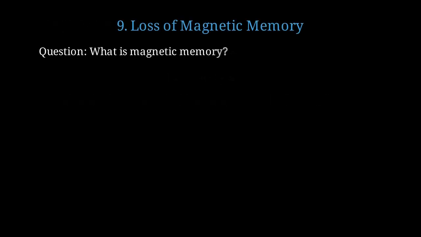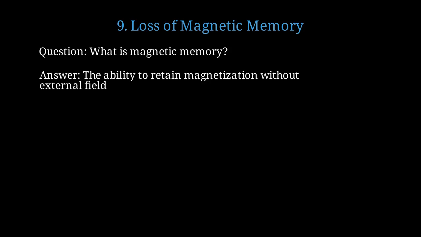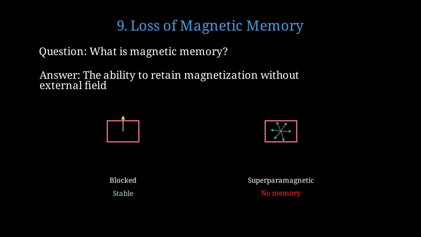Now we can understand what it means for a magnet to lose its memory. What do we mean when we say a magnet has memory? Magnetic memory is the ability to retain a particular magnetization direction even after an external magnetic field is removed. A blocked particle maintains stable magnetization, like a permanent magnet. A superparamagnetic particle has no magnetic memory. Its magnetization direction constantly changes.